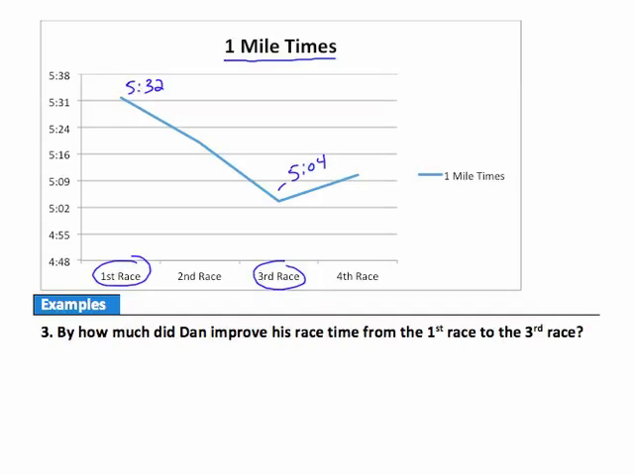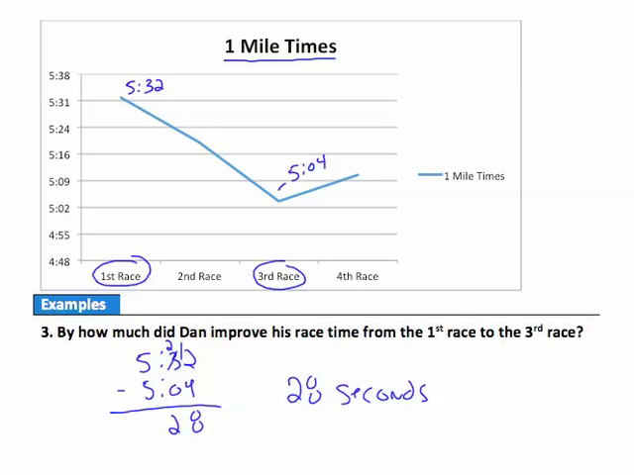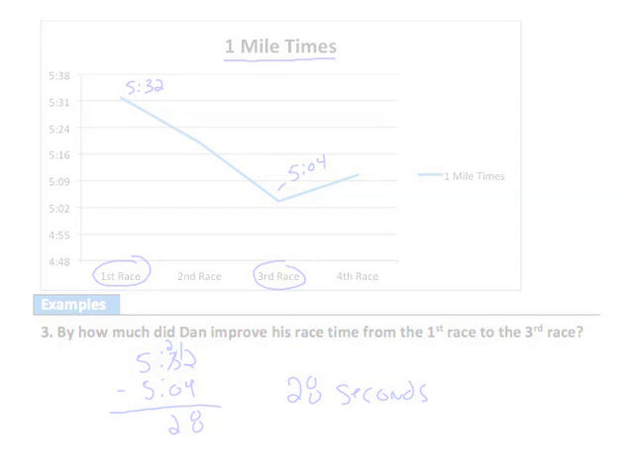So let's see, we want to know by how much did he improve his race time. So it looks like we're going to start with 5:32, and we're going to subtract from that 5:04. And so let's take a look. We'll have to borrow from the 3, which will make it a 2, makes that 2 a 12. 12 minus 4 is 8, and then 2 minus 0 is 2, and 5 minus 5 is 0. So it looks like he improved 28 seconds between the first and third race.